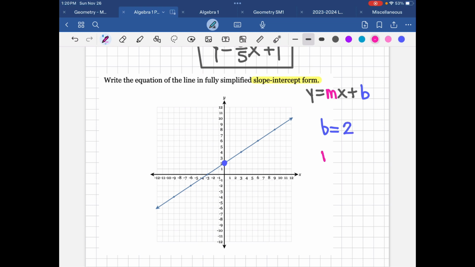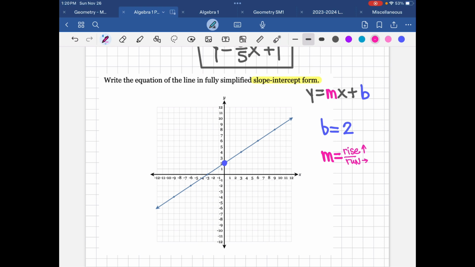The next thing you're going to do is find your slope. You're going to find your slope by doing the rise over the run. Now you can start at the y-intercept and you can go up, and then you can go to the left or to the right, depending on where the next point is. I'm going to use this as my next point right here. So I would go up, and then I would go to the right.